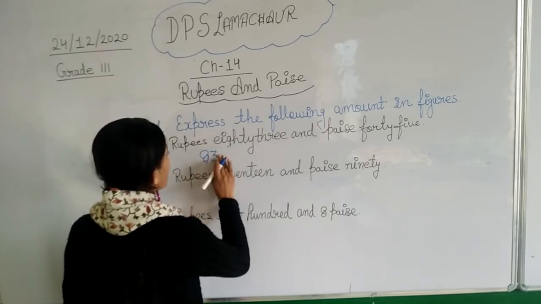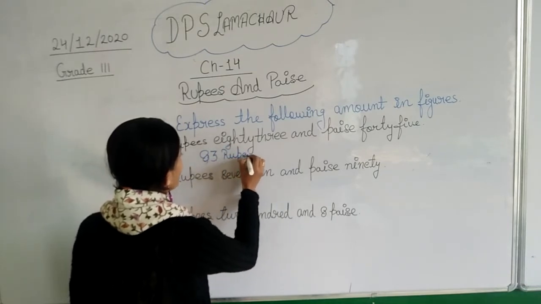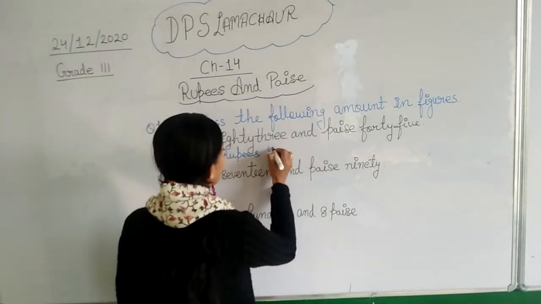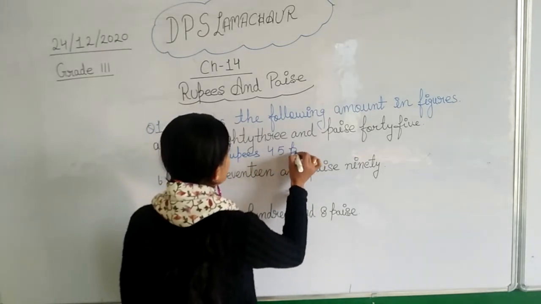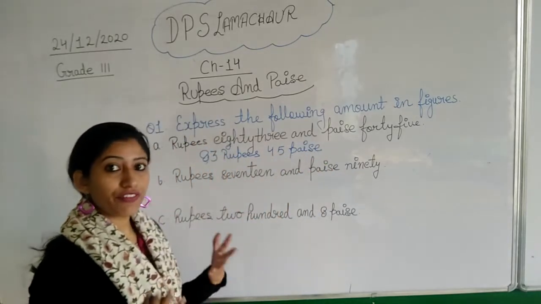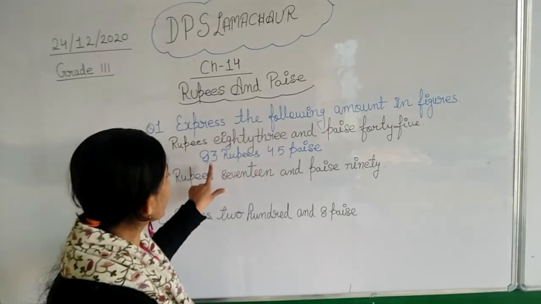83 rupees. How will you write it? 83 rupees. RUPEES, 83 rupees 45 paise. 83 rupees 45 paise. What have we done? We have turned this word form into figure.